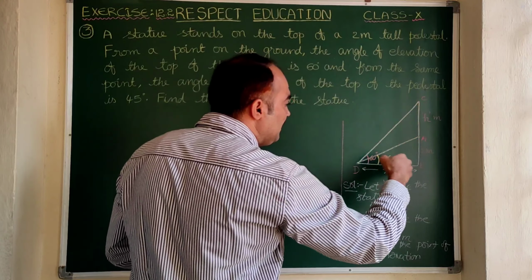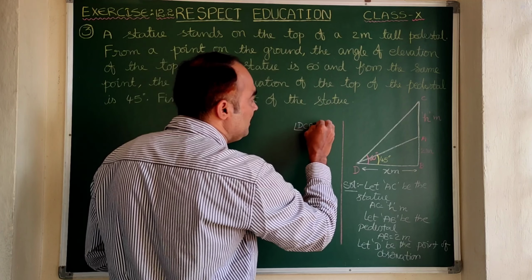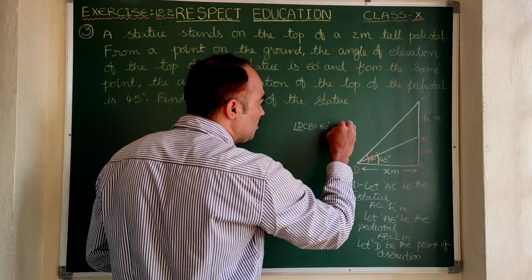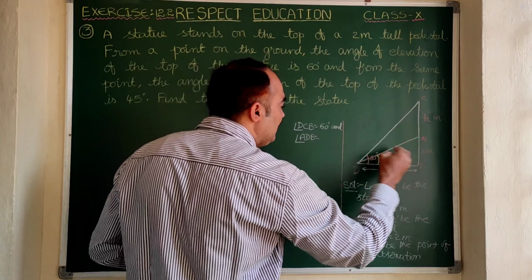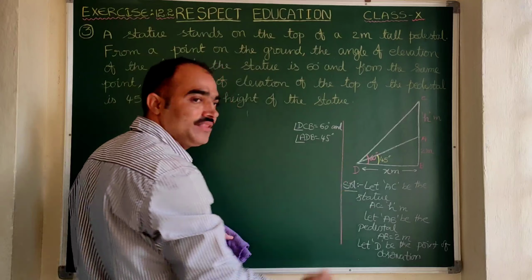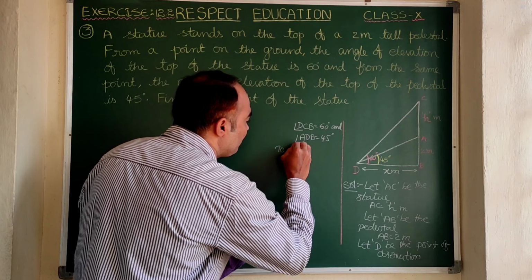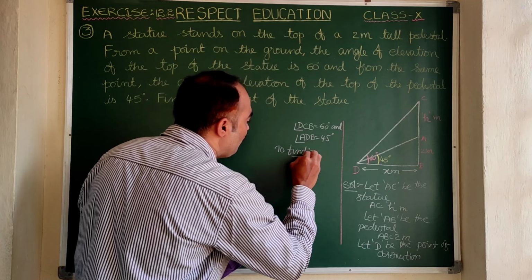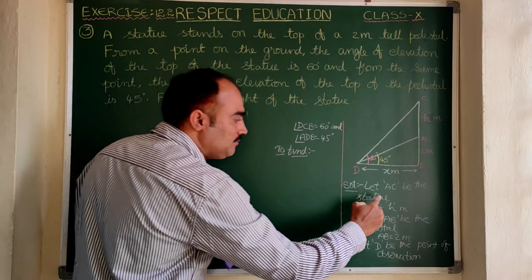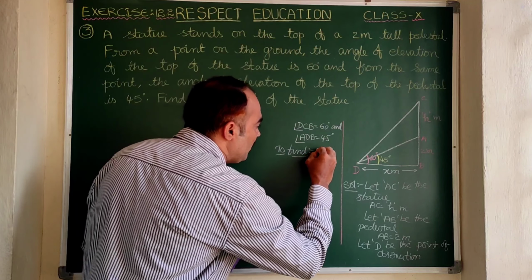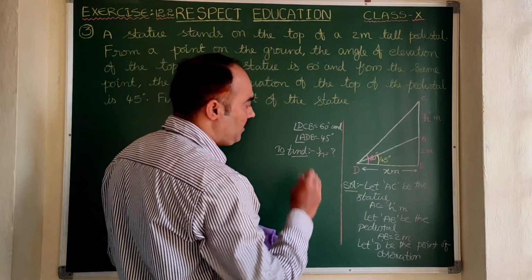So angle DCB is given as 60 degrees, and also angle ADB is given as 45 degrees. Now to find, let us see what is to be found. Find the height of the statue, nothing but h. So h is equal to question mark, that is what we are asked to find.